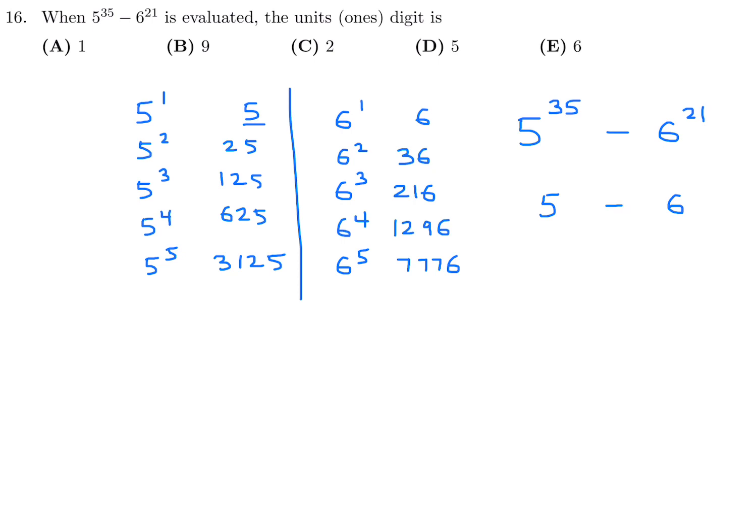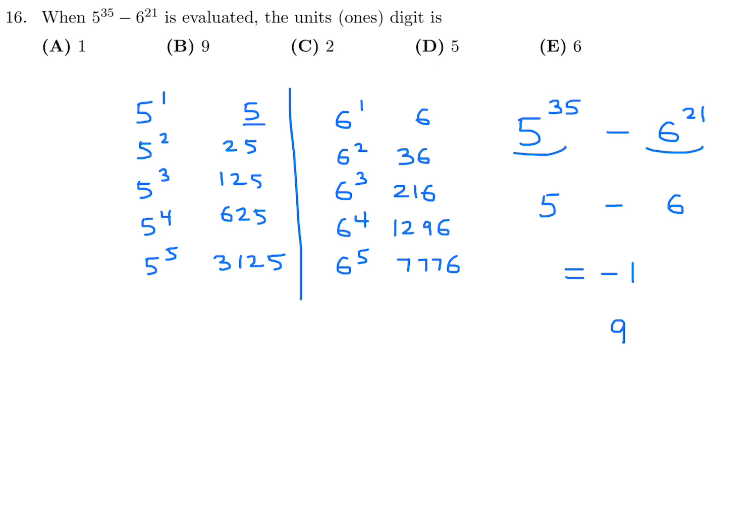So now this big number minus this big number is really boiling down to a 5 minus a 6. Well, a 5 minus a 6 is negative 1. Well, you obviously can't have negative 1. But what does negative 1 really mean? It means 1 before. It really means a 9. Now, if you're not convinced of that, let me give an example.